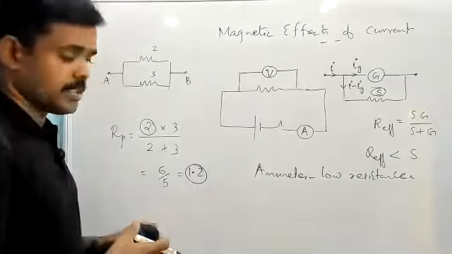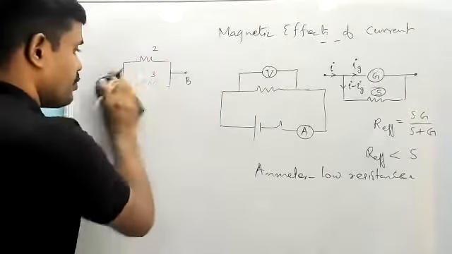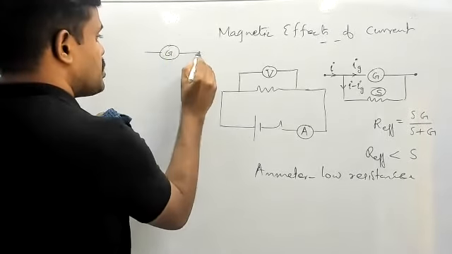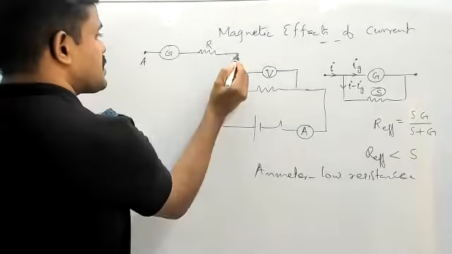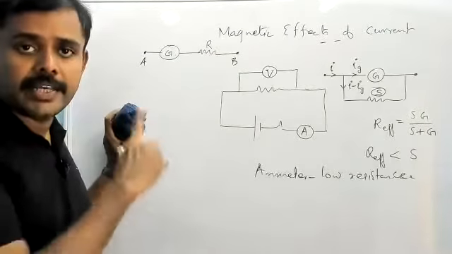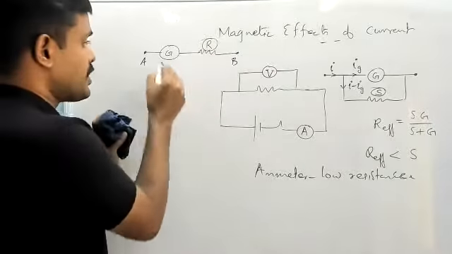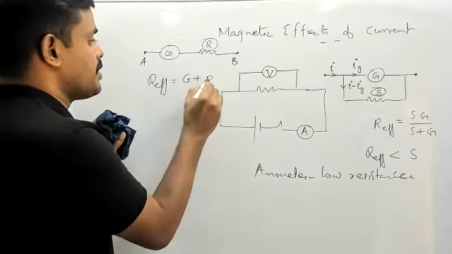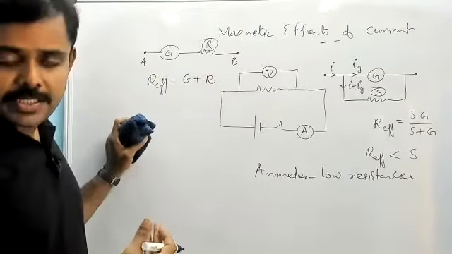Now think about the voltmeter. A galvanometer can be converted to a voltmeter by connecting a high resistance in series. The galvanometer is already high resistance, and you are connecting a high resistance there. So the effective resistance will be what? They are in series, G plus R, which will be greater than R. So the effective resistance is large.